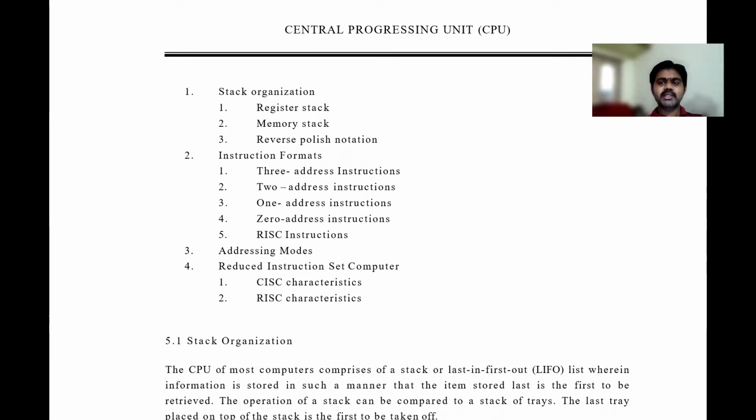In stack organization, we have register stack, memory stack, and the reverse polish notation. First, what a stack is. We all know what a stack is. A stack is last in, first out. Whatever item we put in last is the item to be popped out first. We push items into the stack, and if we want to take those items out of the stack, the last item put in is taken out first. So, last in, first out. We have register stack, memory stack, and reverse polish notation.